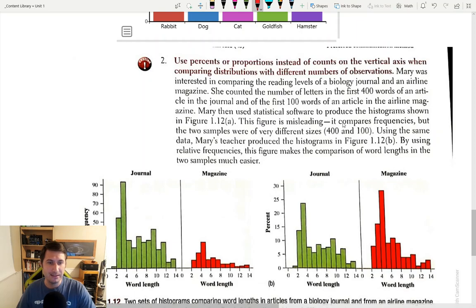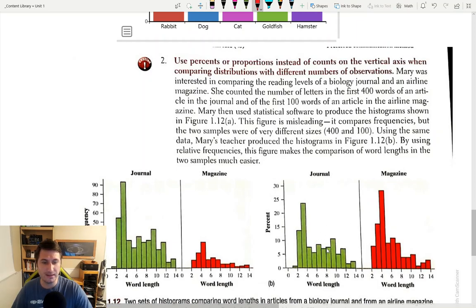This figure is misleading. It compares frequencies, but the 2 samples were very different sizes, 400 and 100. So if I counted 400 words for this one, of course all these bars are going to be bigger. I've got more dots. And so these just look much bigger than this histogram. You can't really compare them. What are you supposed to do? Turn it into relative frequencies, into percents. Then it's all out of 100%. And you are now essentially comparing apples to apples, instead of apples to oranges. And they have that relative frequency histograms over at the right.